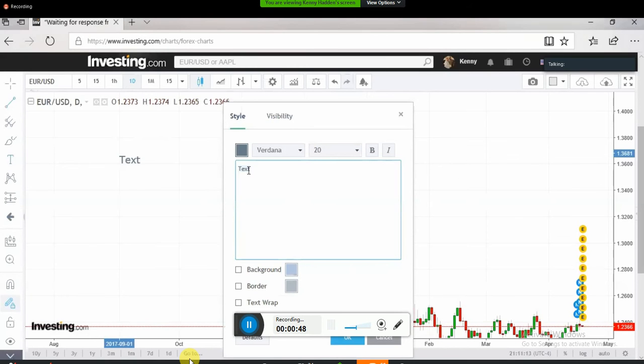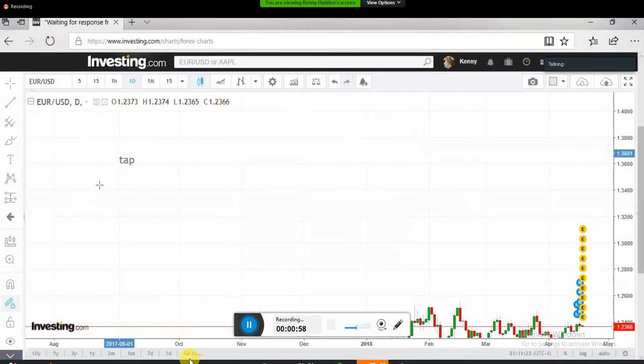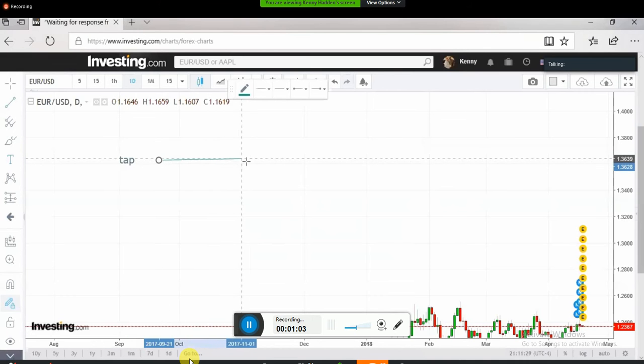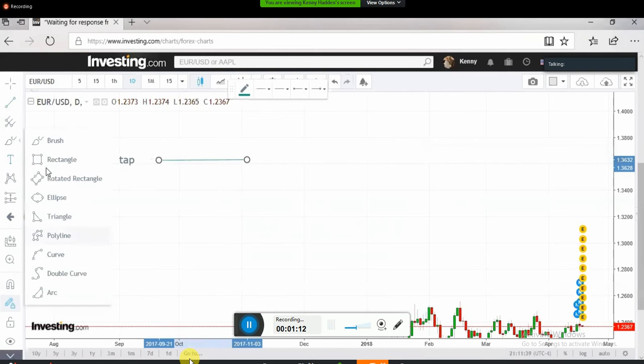First one is the tap. I'm gonna show you what that looks like. And I'll use your arrows to symbolize the charts. It's not working.